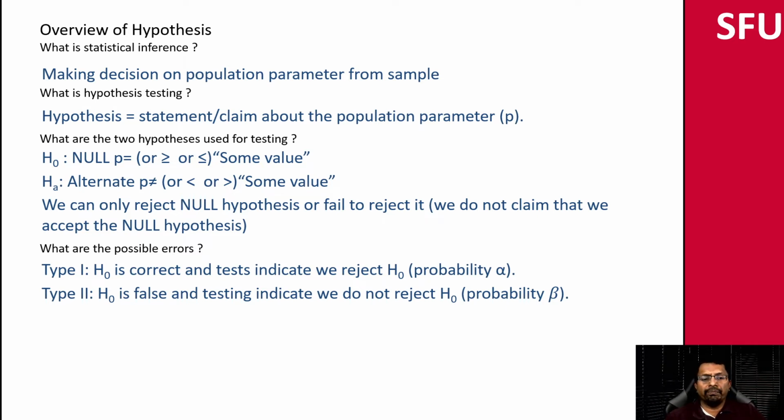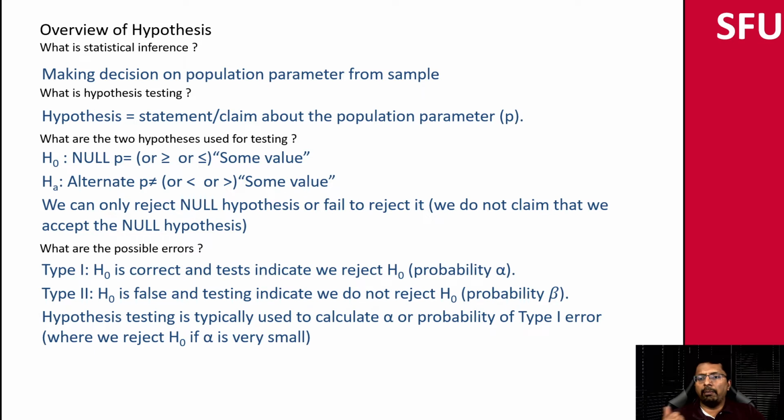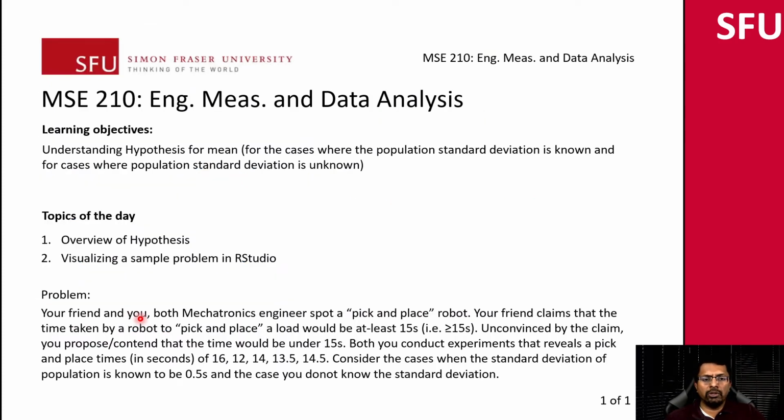So generally, hypothesis testing is typically used to calculate the probability of type 1 error, where when alpha is very, very small, we typically reject it. More often than not, we are not really considering the case of the beta error. So with that, let's go back and revisit the problem. This is what we're going to be doing: we're going to look first at the case where the standard deviation of the population is known, and then we'll try to simulate this using RStudio.